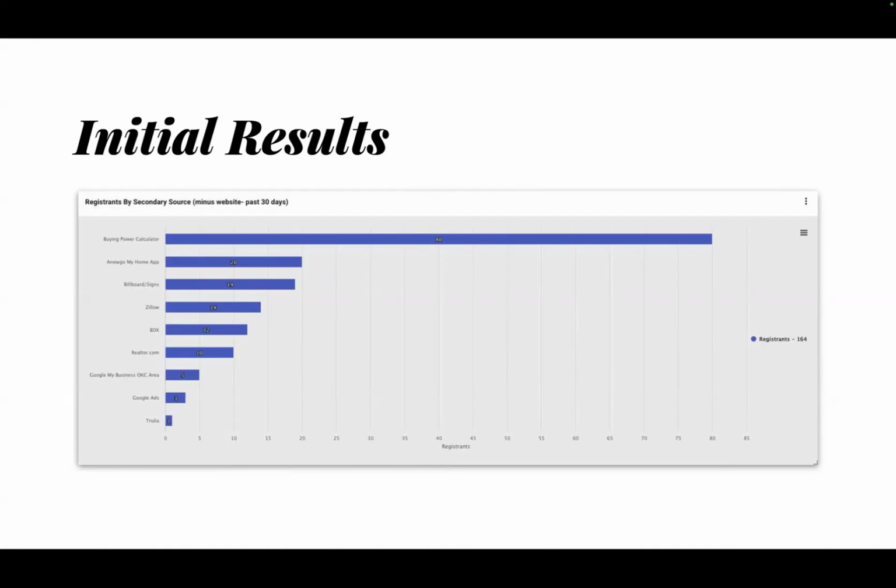So we have all these different lead sources. We've got Zillow, we've got BDX, we've got sources from billboard signs, we've got paid search, paid social, all this other stuff. But the thing that is capturing the most amount of information for the builders themselves over the last 30 days anyway is this buying power calculator. So that's really kind of interesting.